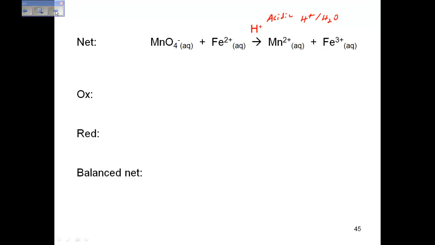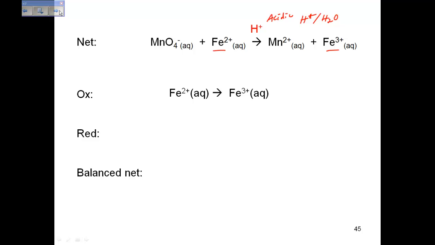So we need to look at this and see what's being oxidized and what's being reduced. Let's look at the iron first. You see that iron's going from 2 plus to 3 plus. That's a case where it's being oxidized. It's going to a higher oxidation state. So that is an oxidation, so I'll bring that down.